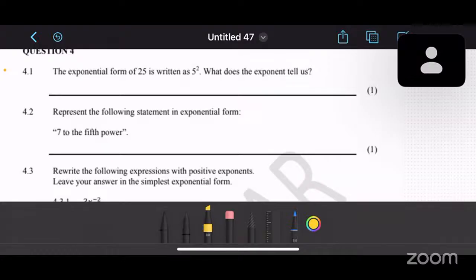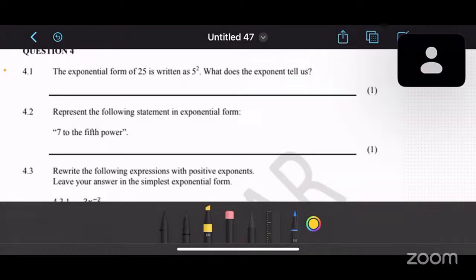Yes, so basically the exponent tells us how many times a number must multiply itself. So if it's 5 to the power of 2, that means it'll be 5 multiplied by 5. 5 to the power of 3 means it's going to be 5 multiplied by 5 multiplied by 5. So it basically tells you how many times you have to multiply that same number, the base number, which is 5 in this case.